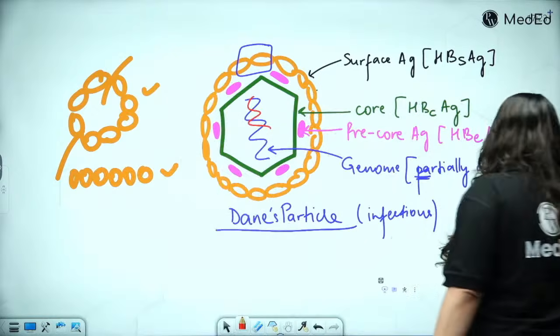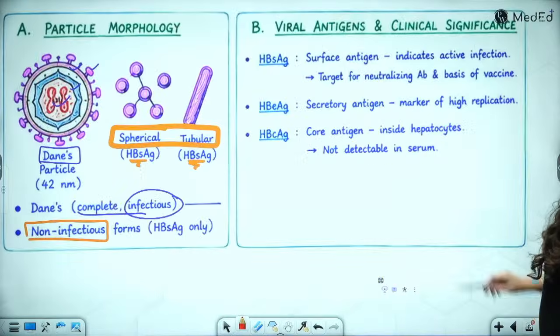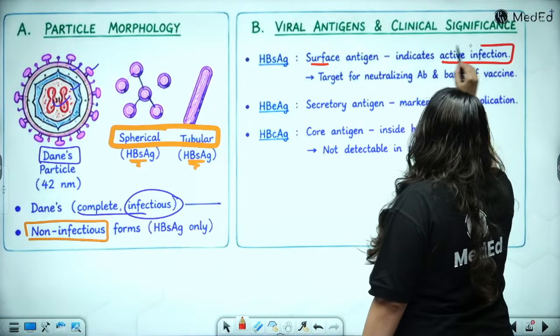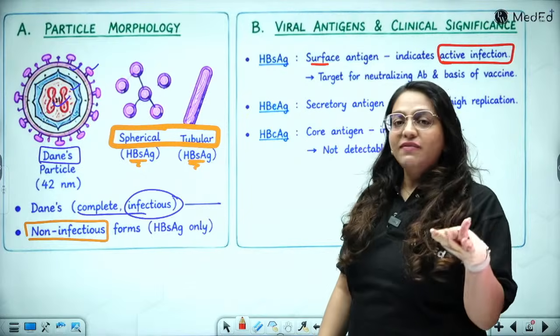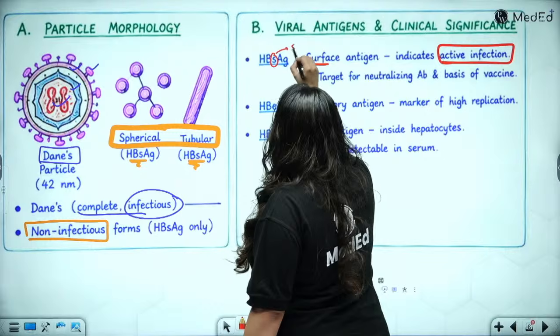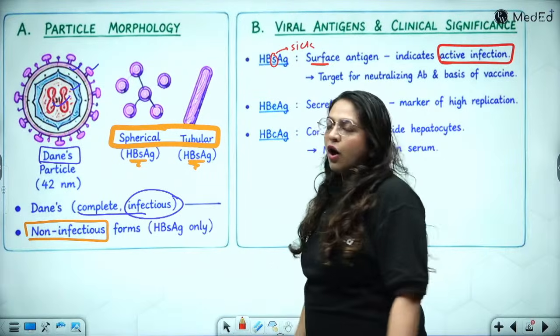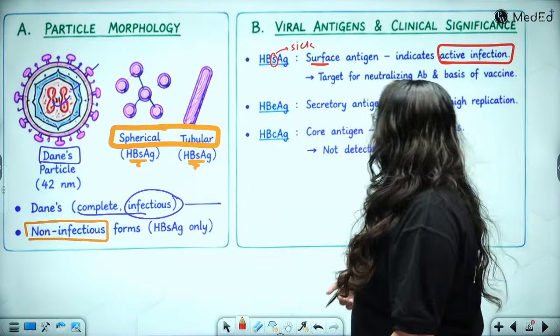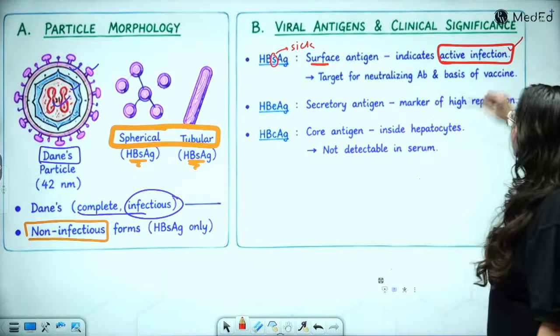All right. So let's see. When I say hepatitis B surface antigen, it means active infection. So I always like to tell my students, always remember S means sick. S stands for sick. Actually, S stands for surface antigen. But for us to remember, we can remember S stands for sick. So the person is sick. They have an active infection.